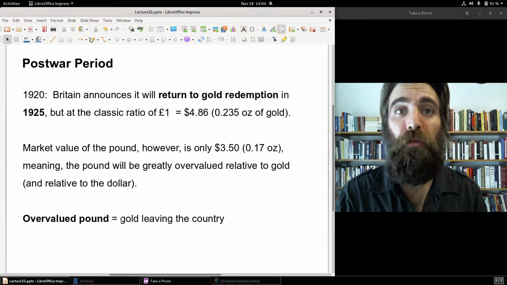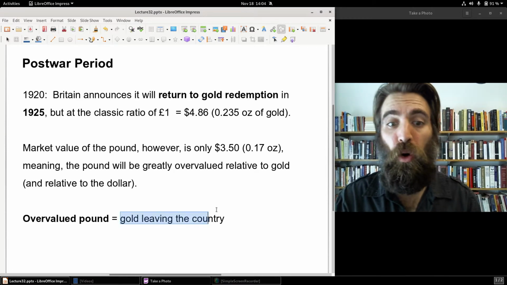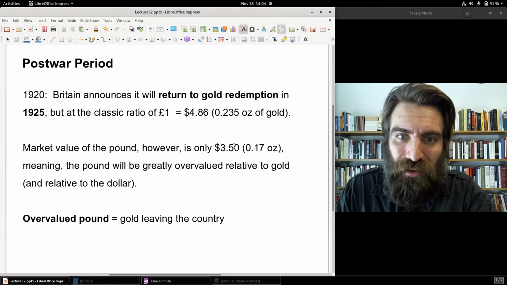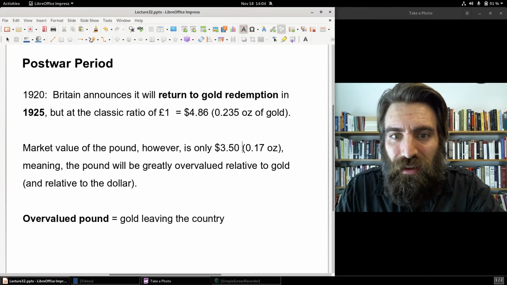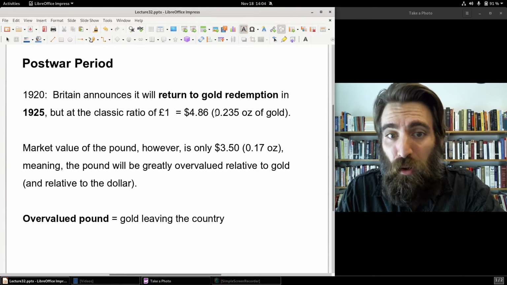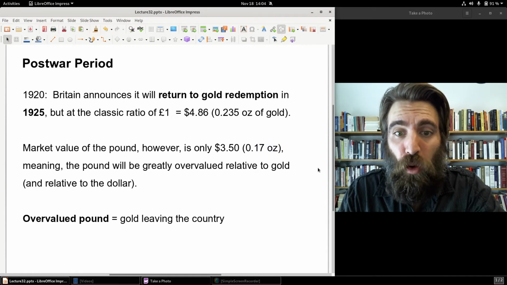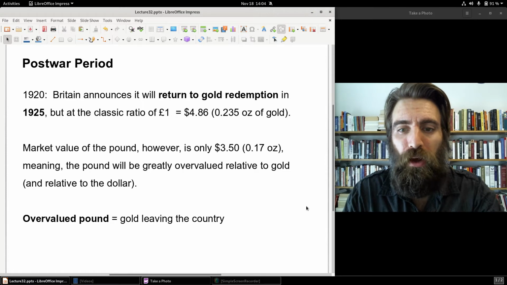And what is undervalued? What is undervalued is gold. Gold is undervalued because what they're saying is, the pound is worth 1/4 of an ounce of gold, when in reality, it's actually only worth 0.17 ounces. Gold is undervalued. The British pound will be overvalued.